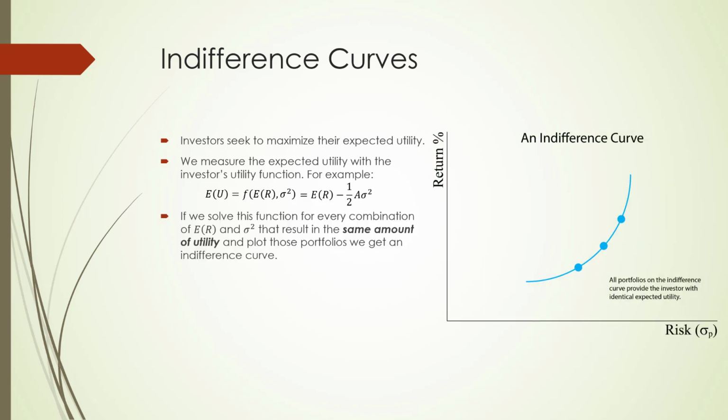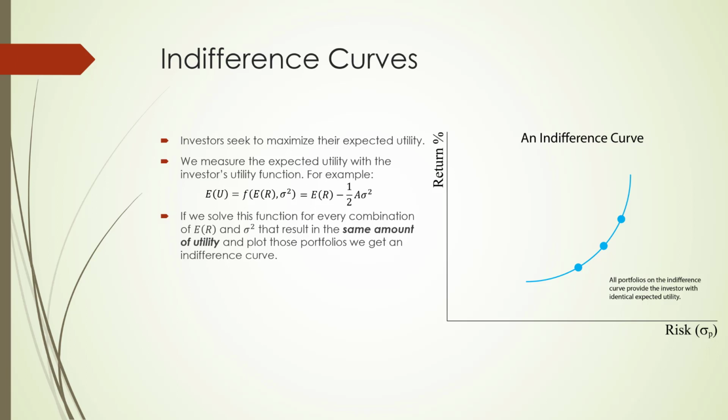Now, if we took an equation like that and we solved it for the expected return and variance of every possible portfolio, and then we plotted all of the portfolios that gave us the same exact expected utility, what we would find is that those portfolios fall on a curve like you see in the graph at right.